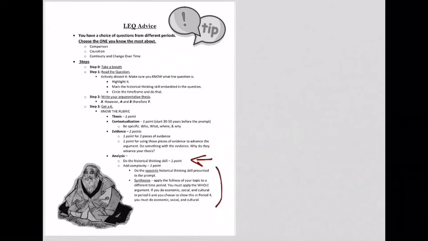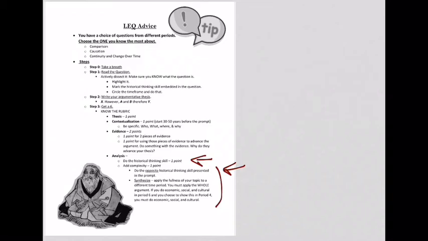And in this case, if you can do the opposite historical thinking skill. So if you're looking at causation or effects, maybe you're going to look at causes. If you're looking at continuities, you're going to look at changes. If you're looking at comparisons, you're going to look at similarities. Okay, so that's what you want to do.